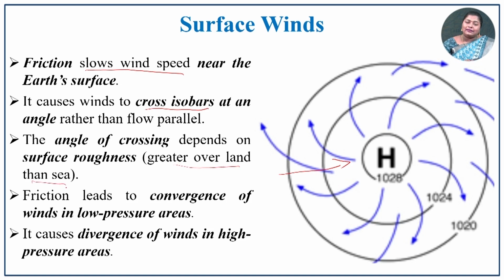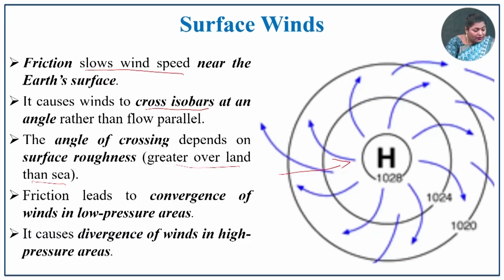So, why is it land rather than sea? The land has an undulating nature. There will be elevated structures, that is erected buildings or mountains, highly elevated structures on land compared to the sea which has a smooth surface. The friction leads to convergence of winds in low pressure areas. So, it causes the divergence of wind in high pressure areas, that is the convergence in the low pressure and divergence in the high pressure. So, all these processes happen in the surface wind. The main factor which triggers the surface wind is friction.